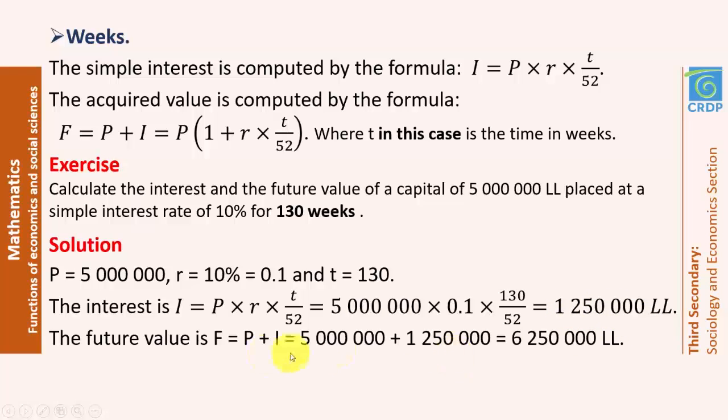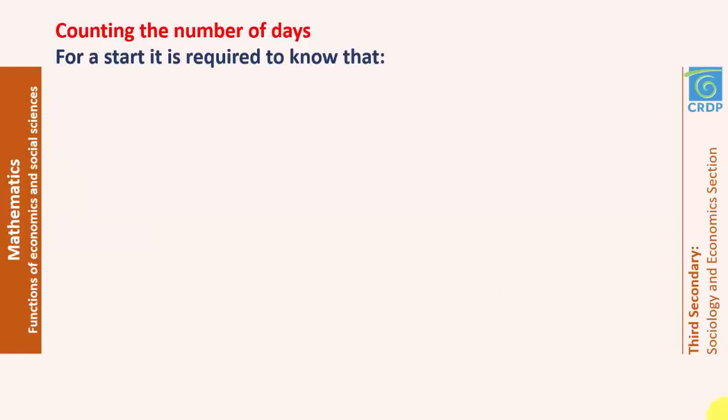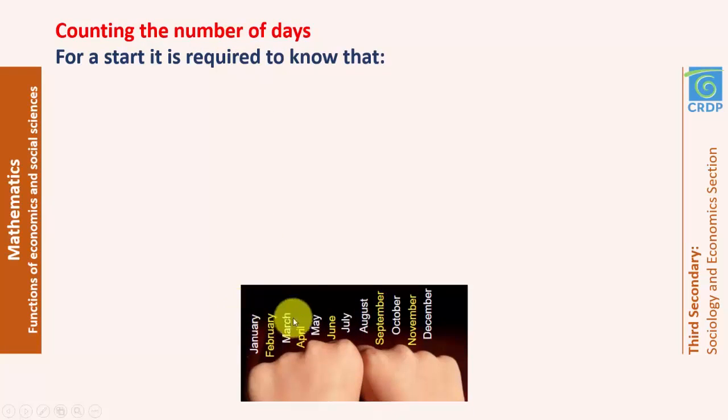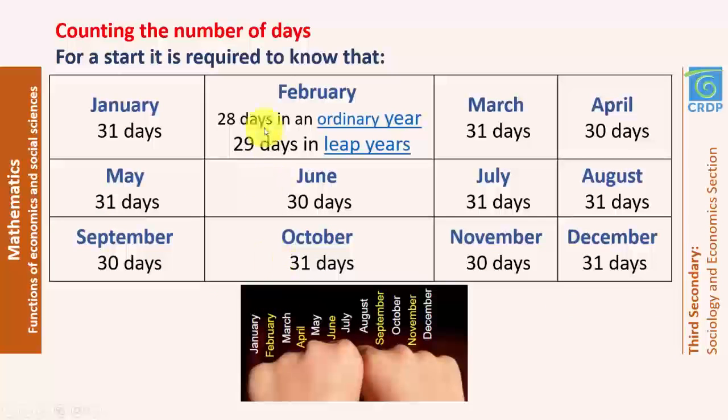Calculating the future value, it is F equal P plus I, which is 5 million plus 1,250,000, which is 6,250,000 Lebanese liras. Now, sometimes we are asked to count the number of days. Counting the number of days, we should know that some months have 31 days, others have 30 days, except February, which has 28 days for an ordinary year and 29 days in a leap year. Accordingly, we may have a problem as follows.